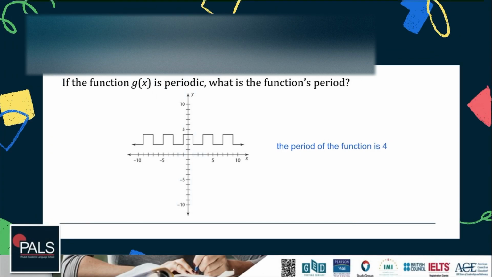And next, if the function g(x) is periodic, what is the function's period? What is the period of the function? Okay, 1, 2, 3, 4, right? This is one period, this is one cycle of the function, right? You will get 4. So the period of the function is 4.